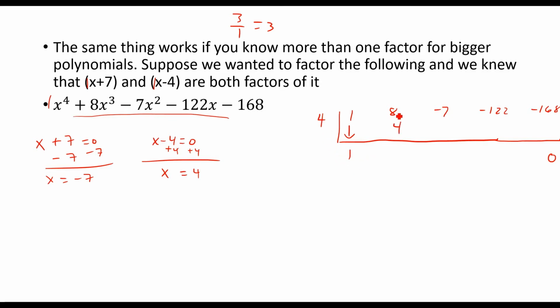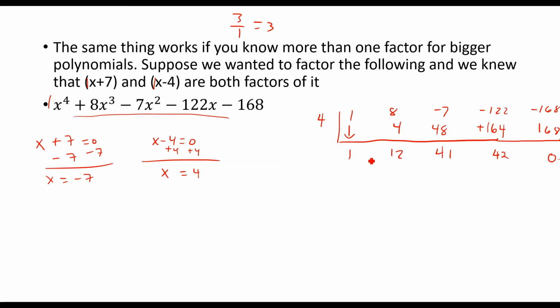4 times 1 is 4, 8 plus 4 is 12, 12 times 4 is 48, negative 7 plus 48 is 41, 41 times 4 is 164. Oh, that's a positive. And then this gives you 42. Negative 122 plus 164 is 42. 42 times 4 will become 168. So, just like I said, we were going to get a remainder of 0. Negative 168 plus 168 cancels itself out. You get 0. But 0 is there because we already know that this is a factor.